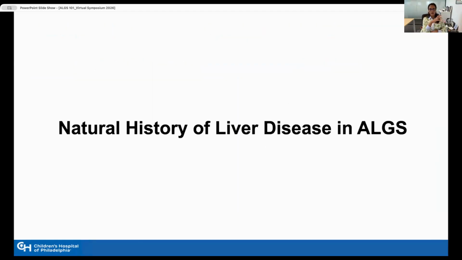So I've talked a little bit about what the liver disease can look like. We've talked about how bad the itching can be. We've talked about a new drug in our toolkit. But what happens overall to our patients with Alagille syndrome and their liver disease? We can treat the itch better, but how are they doing?